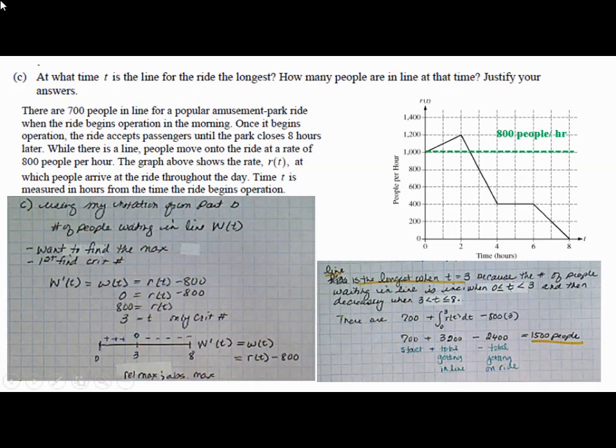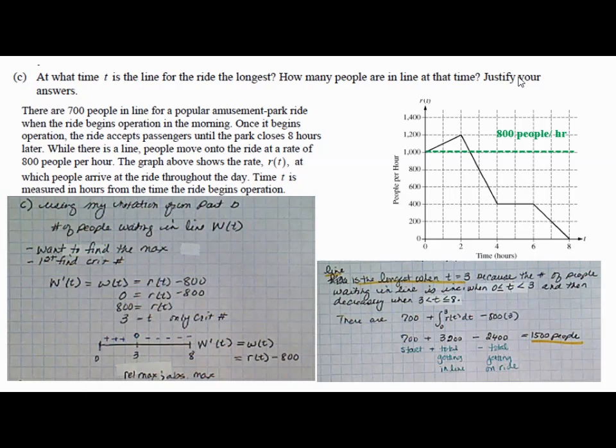All right, part C. I put that up here just so I can have room. At what time t is the line for the ride the longest? How many people are in line at that time? Justify your answers. Okay, so before I start thinking about this problem, I think, okay, the longest, what does that mean? That means I need a maximum, right? So then I start thinking about how do I find maximums or even minimums?